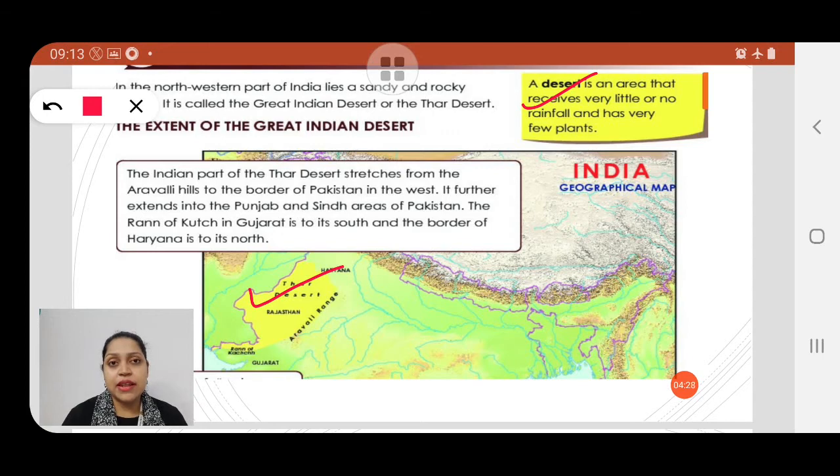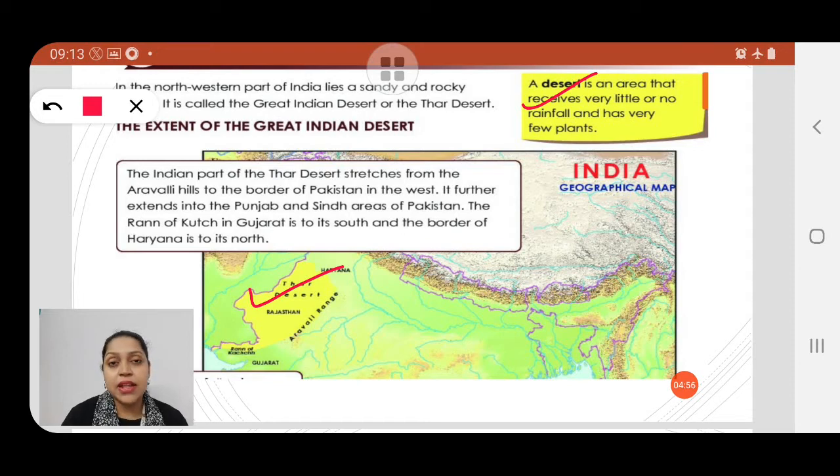So now children, let's move to our next paragraph about the extent of the Great Indian Desert. So what is the extent of the Great Indian Desert? The Indian part of the Thar Desert stretches from the Aravalli Hills to the border of Pakistan in the west. So from where to where does it extend? It extends from the Aravalli Hills to the border of Pakistan in the west.